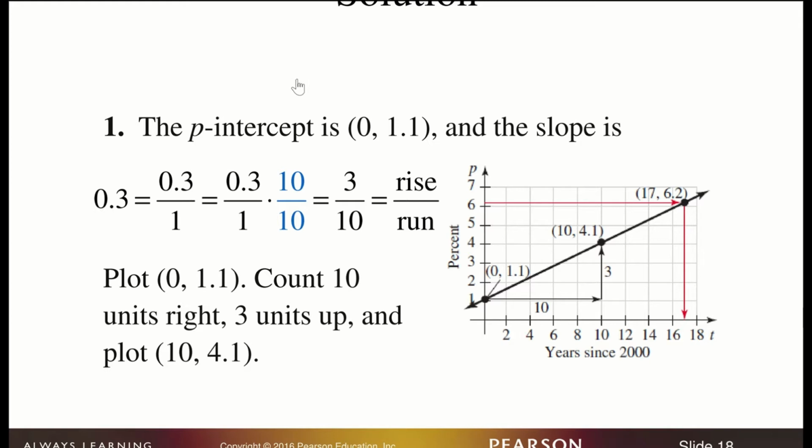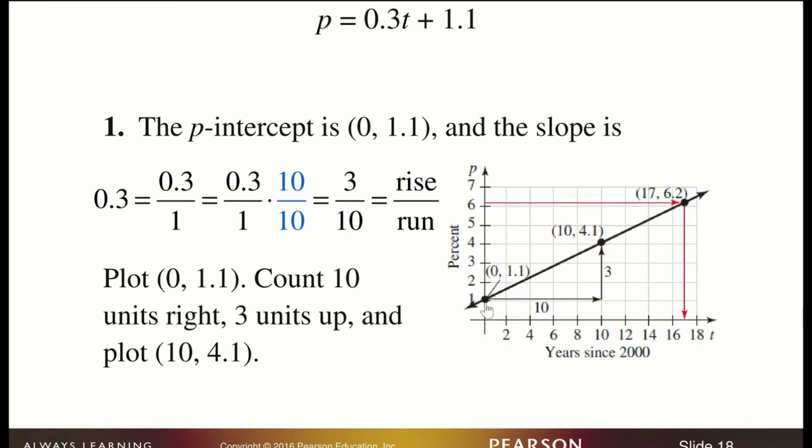So I brought the equation here for you to remember. Notice the slope is right there, 0.3. And the y-intercept, of course, is going to be 0, 1.1. So we can write 0.3 as 0.3 over 1. And notice if we clear the decimal by multiplying by 10 over 10, we just get 3 over 10, which is easier to deal with.